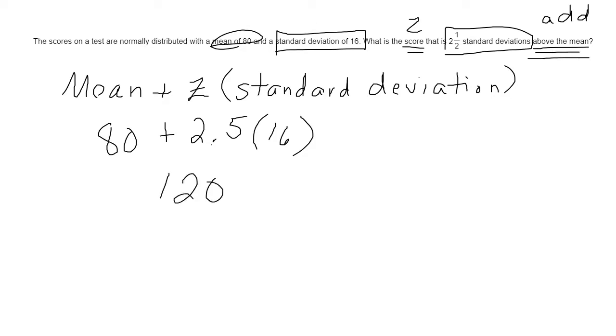Now this is an above average score because remember the mean was your average. So an average score on that test would have been 80. But this student actually scored 120 because they were 2.5 standard deviations above average.